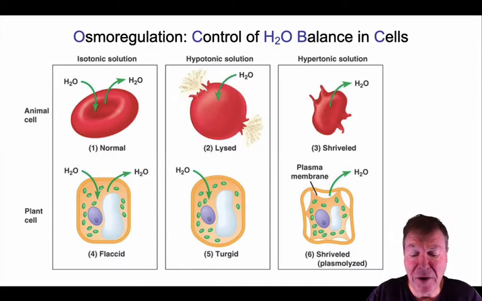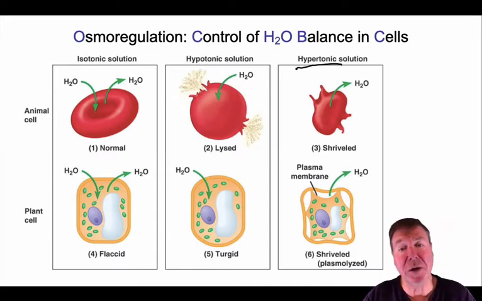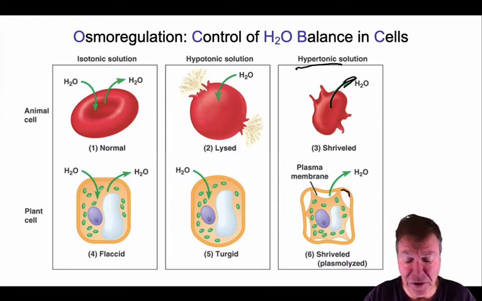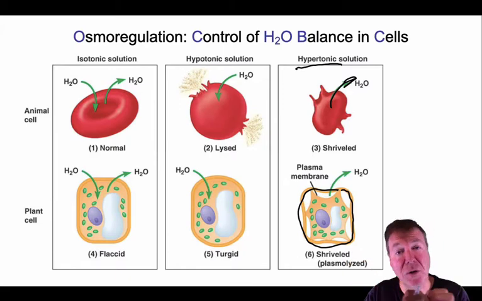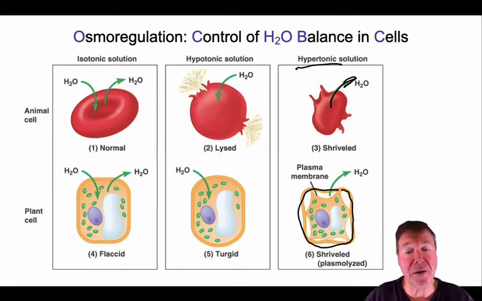And then finally, we have a hypertonic solution where the concentration of solute is greater inside the cell than outside the cell. The water would leave the cell going to the environment, and that would cause the cell to shrivel up, or plasmolyze. As you can see, I've shown you examples of this in a plant cell where the cell membrane actually pulls away from the cell wall and shrinks.